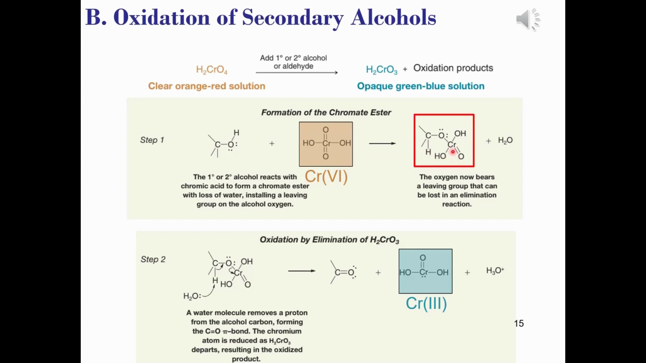As discussed on an earlier slide, the oxygen of the original alcohol now has a leaving group, and the alpha hydrogen is exposed to show the second step. In that second step, oxidation by elimination occurs, whereby the alpha proton is removed by water. This kicks out the leaving group, which is responsible for the colour change that is associated with this reaction, i.e. H2CrO3. This concludes Part B.